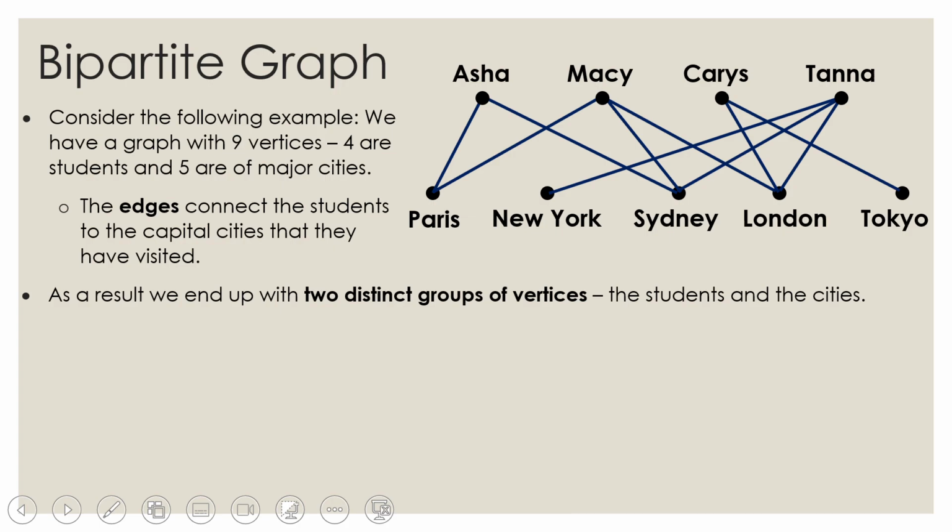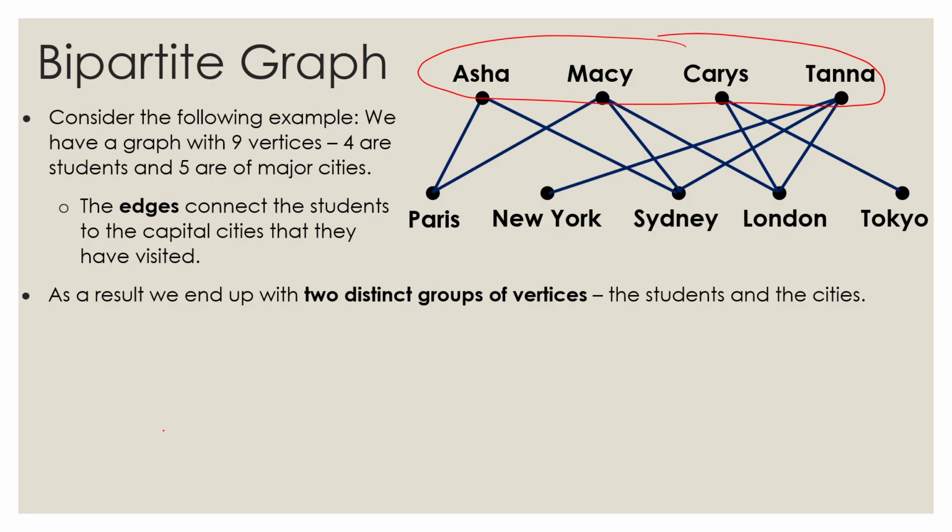Now what we notice is that we have two distinct groups: the people across the top, and the places across the bottom. The thing you notice with bipartite graphs is that it separates them into two, which means that within the top group, no one is connected to each other through an edge, and within the bottom group, no one is connected to each other either.